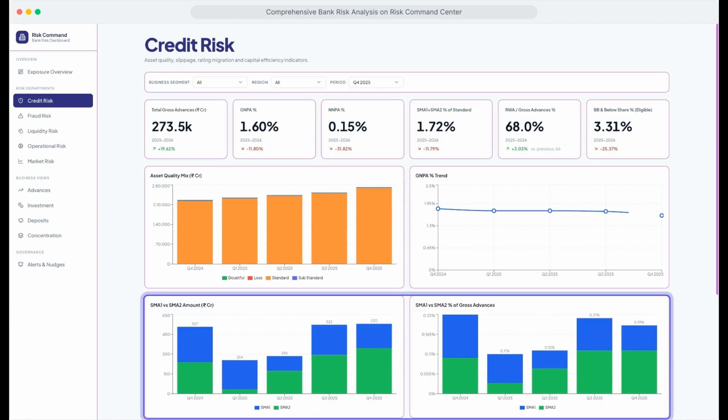The SMA1 versus SMA2 views show early stress in the standard portfolio. SMA accounts are important because they indicate potential slippage before accounts become NPAs. By monitoring both the amount and percentage of SMA exposure, risk teams can identify where intervention is needed before stress moves into more serious delinquency.